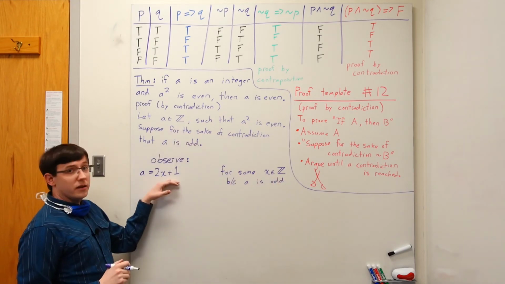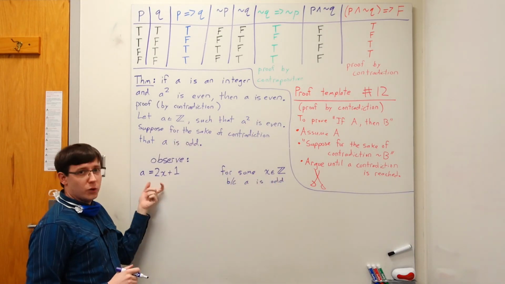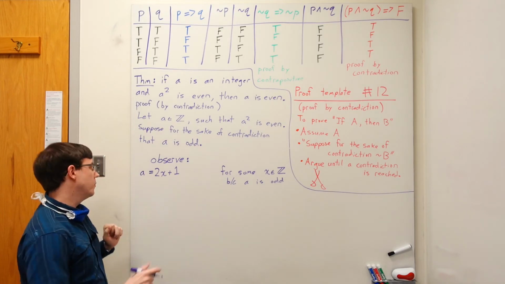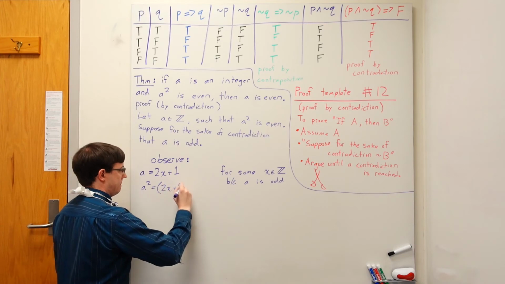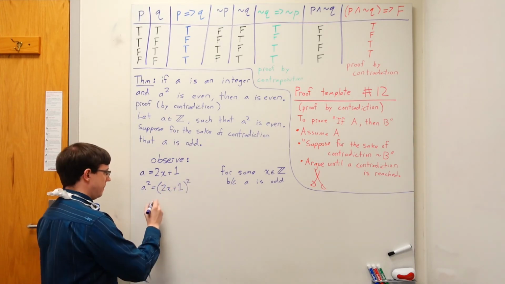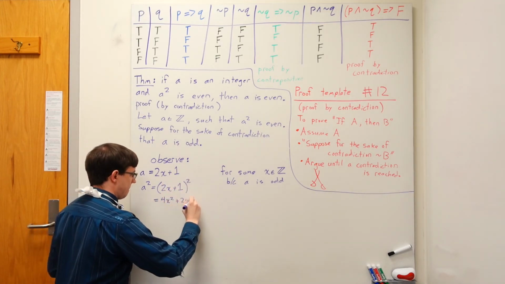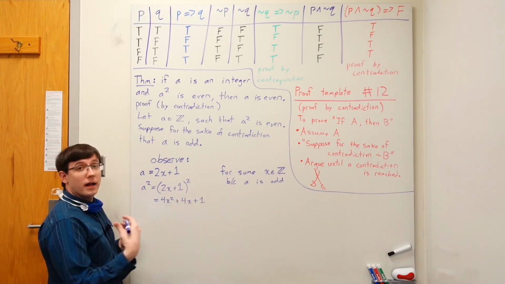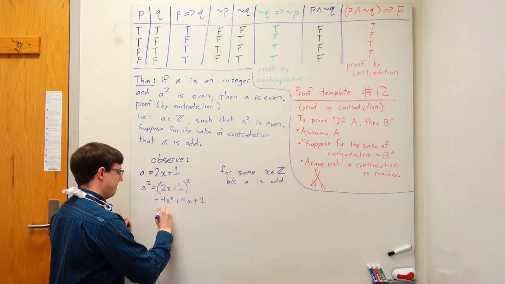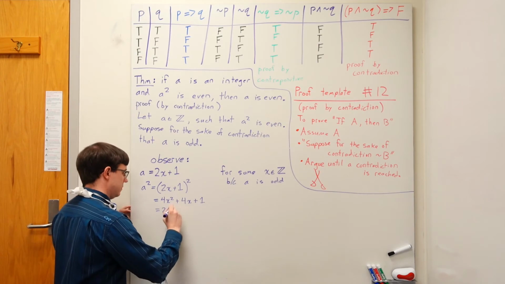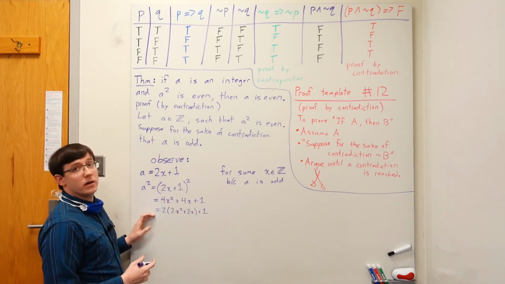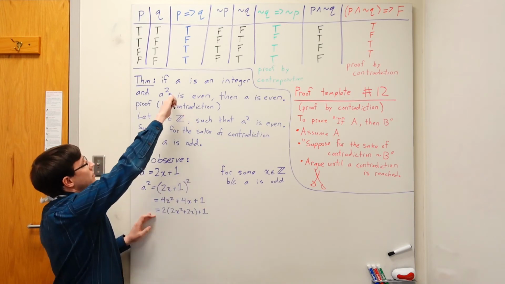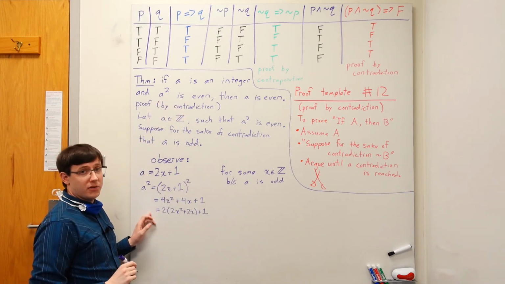Because a is odd, there's some integer x, where 2x plus 1 gives us a. We can square both sides, and then we can simplify and factor out a 2. And now we've shown that a squared is odd, which contradicts our original hypothesis.